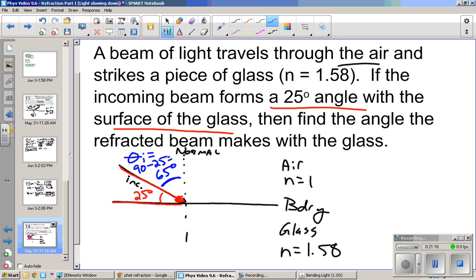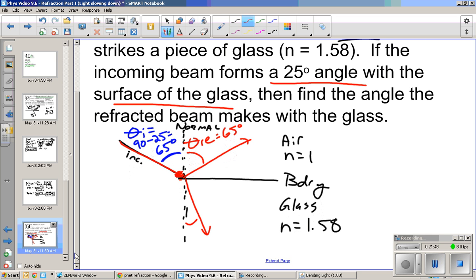Remember, any type of angle, whether it's theta I, theta RE, or theta RA, is an angle between a beam of light and your normal line. Okay, so let's clean up the rest of this drawing here. We automatically know we're going to have a reflected beam that goes at the same 65 degrees. And we're trying to find the angle the refracted beam makes with the glass. So really, we're going to find our theta RA and then use that to find this angle. Because again, we're looking for the angle between the refracted beam and the glass.